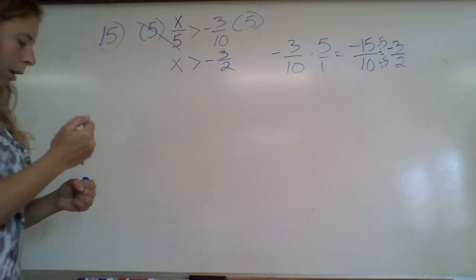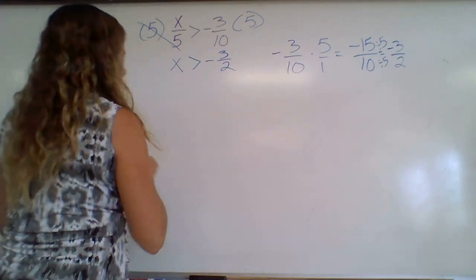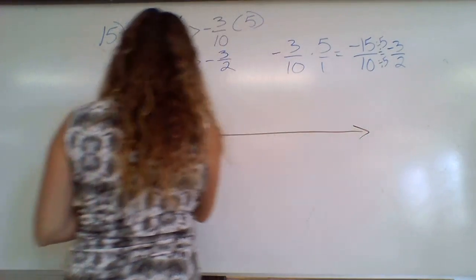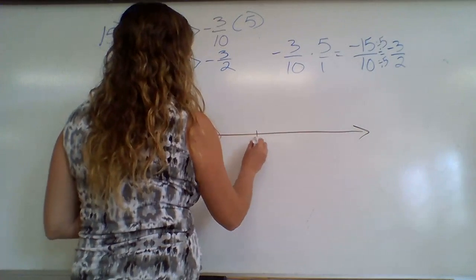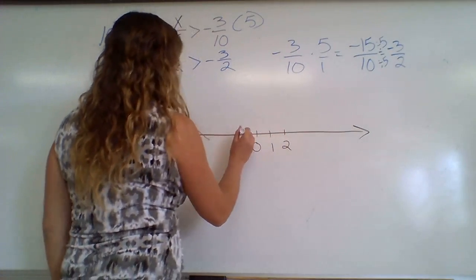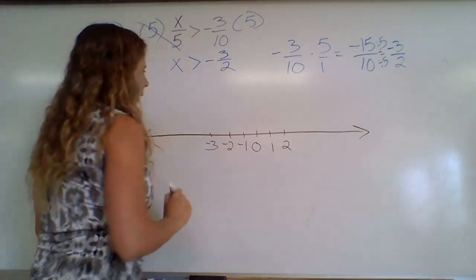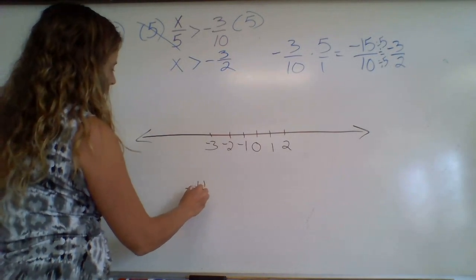Okay, so then you have to draw it on a number line. I think they give you a blank number line. So here's your number line. Stick 0 in here. This is 1, 2, and so on. -1, -2, -3, and so on. Okay, -3 over 2. That's actually -1.5.